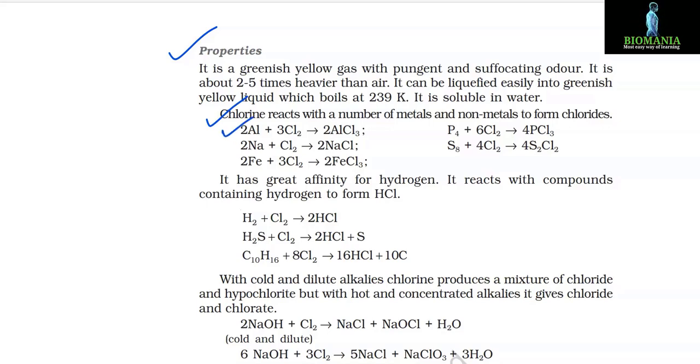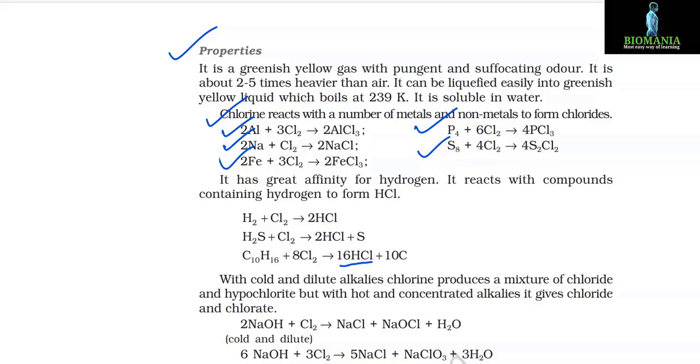2Al + 3Cl2 gives 2AlCl3. 2Na + Cl2 gives 2NaCl. 2Fe + 3Cl2 gives 2FeCl3. P4 + 6Cl2 gives 4PCl3. S8 + 4Cl2 gives 4S2Cl2. It has a great affinity for hydrogen. It reacts with compounds containing hydrogen to form HCl. H2 + Cl2 gives 2HCl. H2S + Cl2 gives 2HCl + sulfur. C10H16 + 8Cl2 gives 16HCl + 10C.